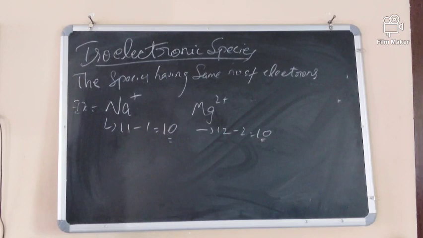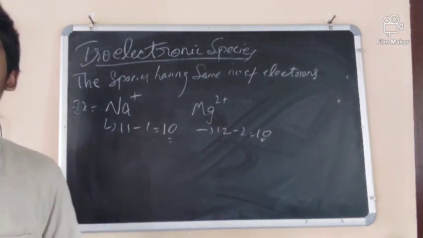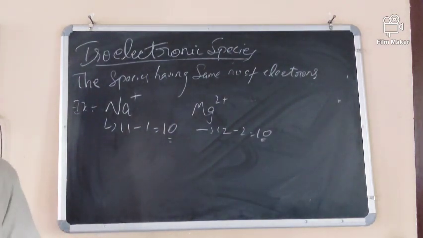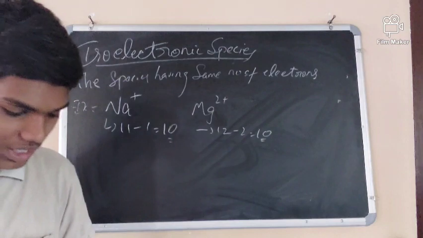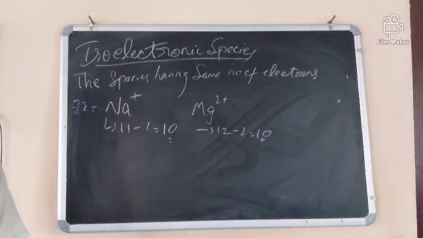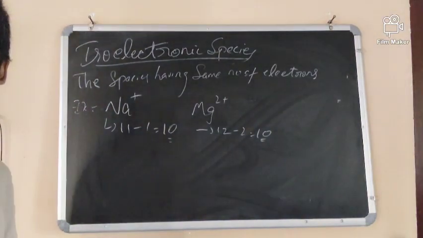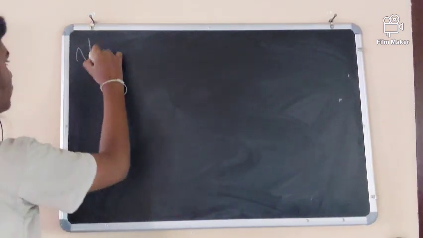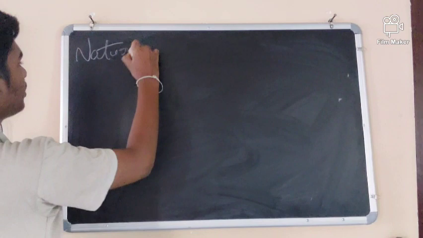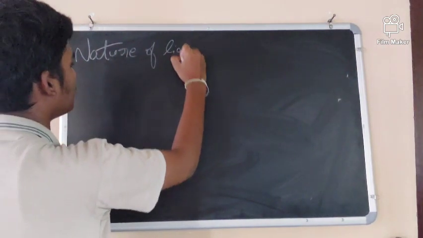Okay. These are some basic concepts of representing elements and atoms, dividing them into different groups. So let us discuss now the nature of light. This is one more important topic in this chapter.